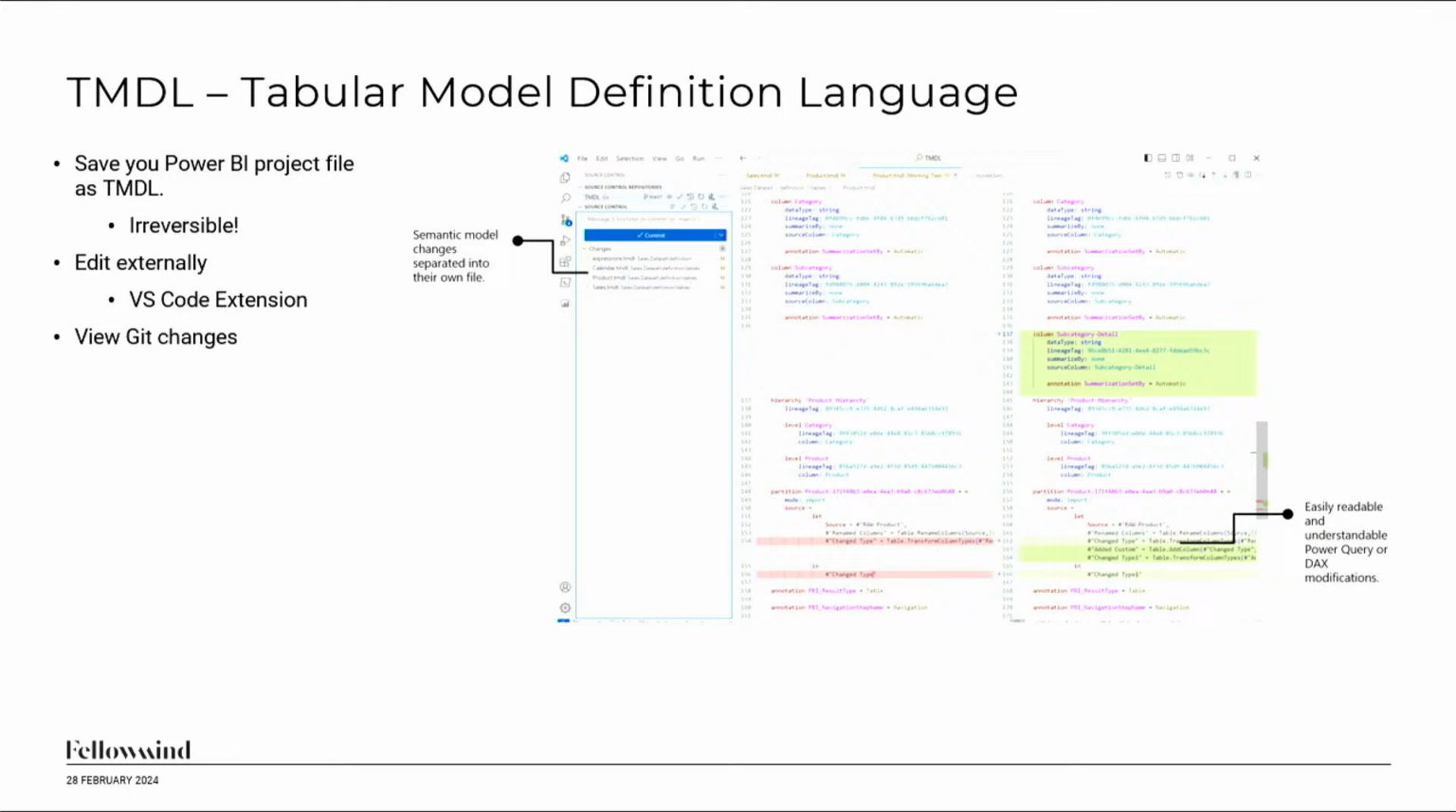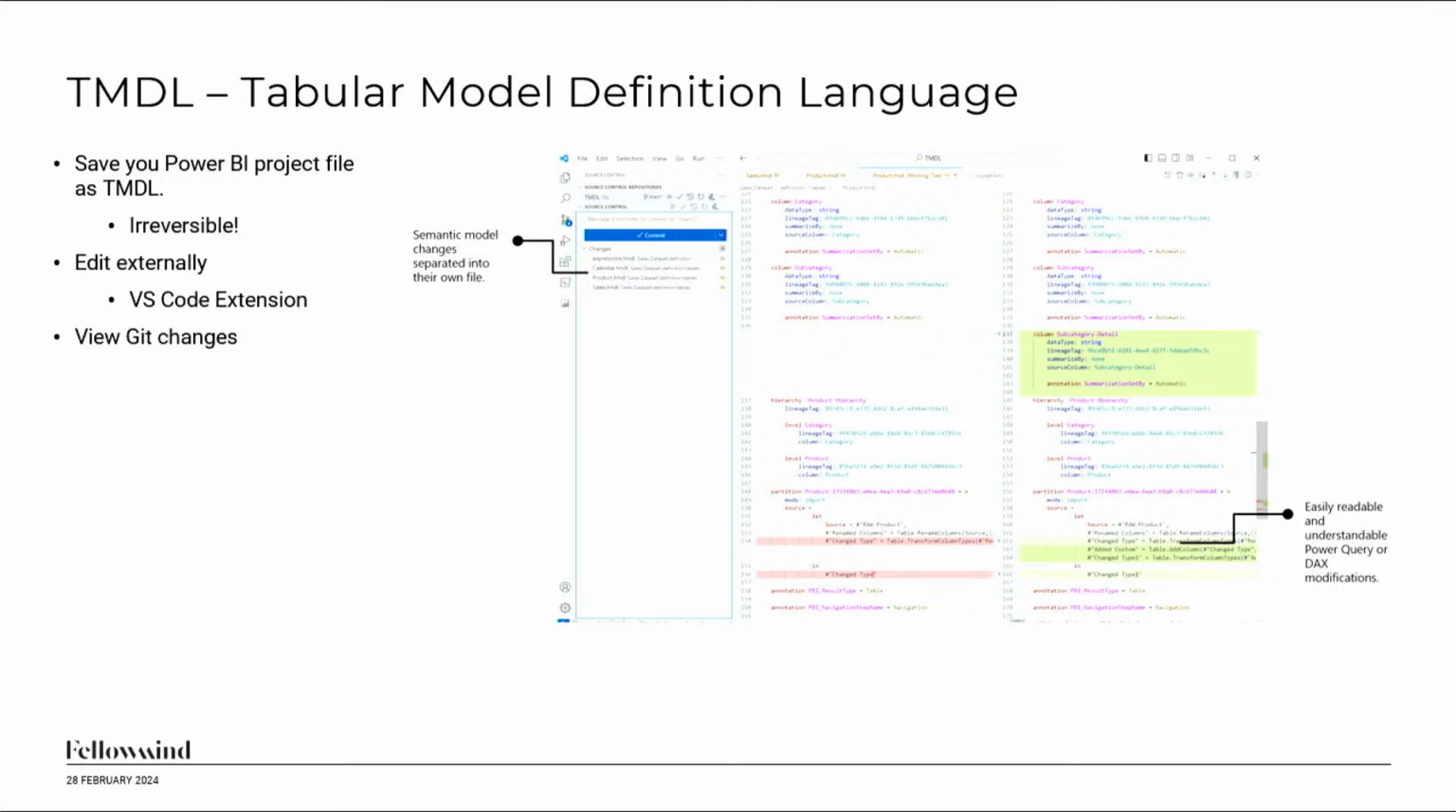Yeah. Very exciting. So now we can actually work on the same Power BI file at the same time. You can actually collaborate on the same Power BI files. And there's an extension out for Visual Studio Code where you can work with these TMDL files. I can't wait to get started. No, I bet you can't.